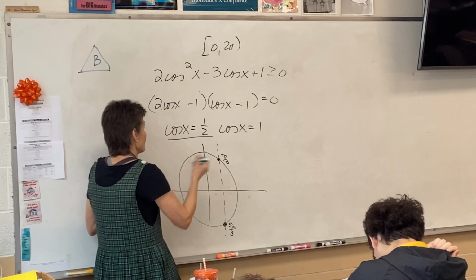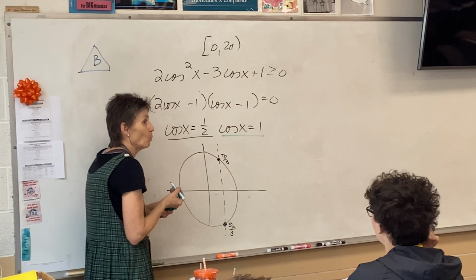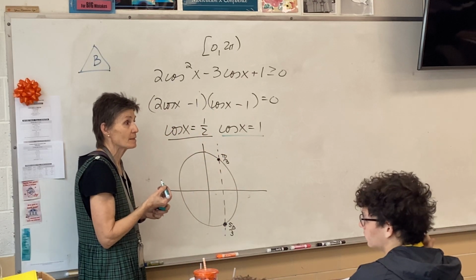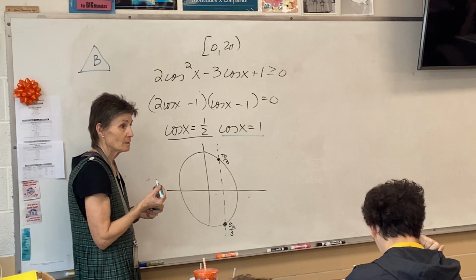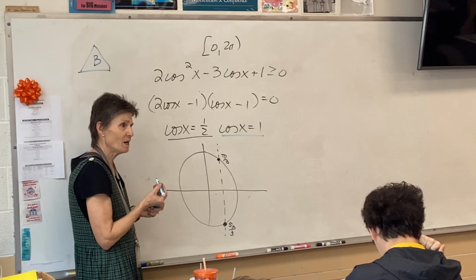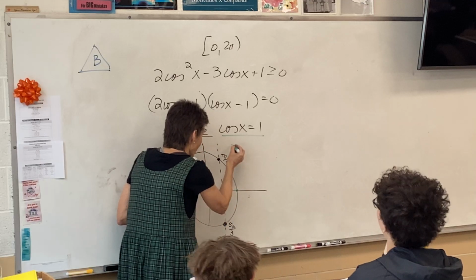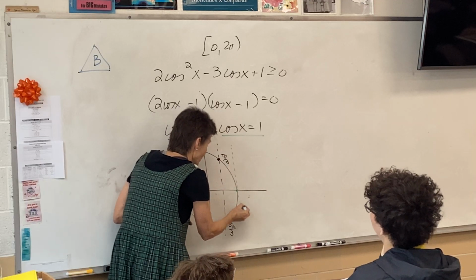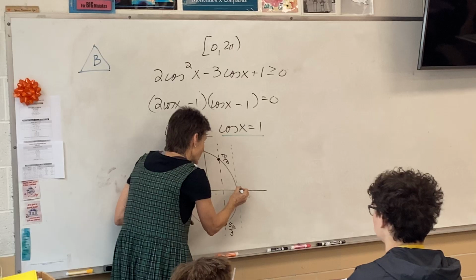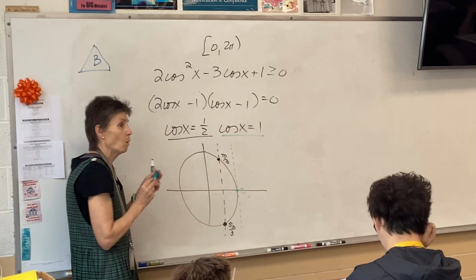Then, we're going to have another important angle where the cosine is 1. Where is the cosine 1? 0. So this place right here, this is the only place. I'll go ahead and draw in my line, but I don't need it. That's where the cosine is 1.